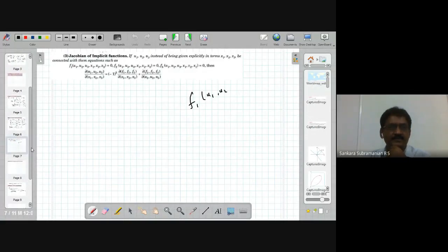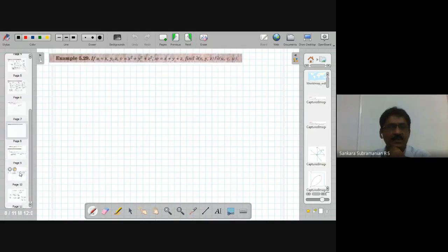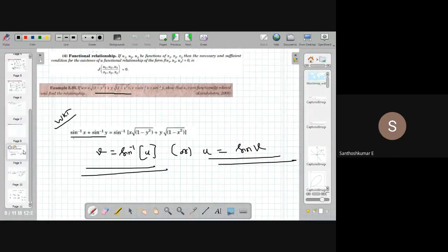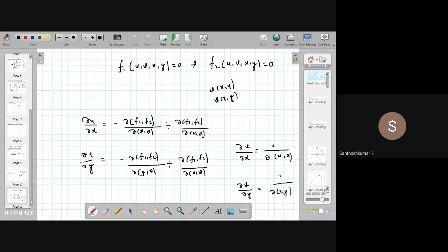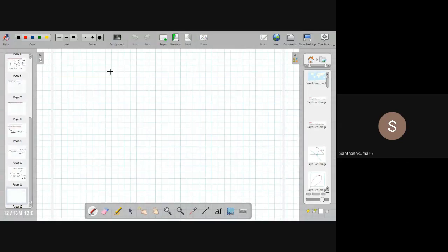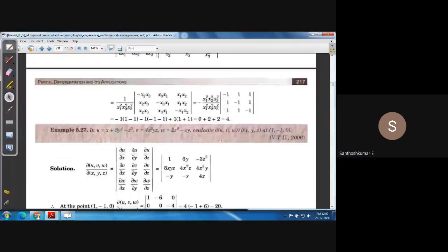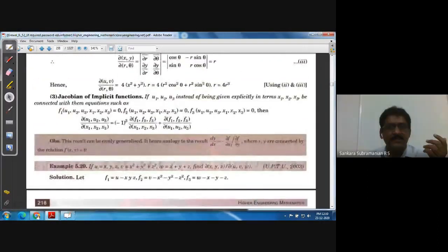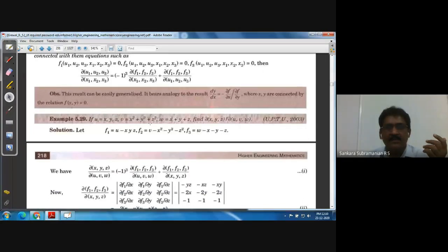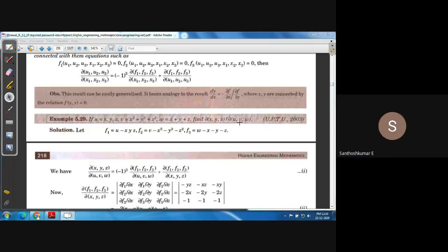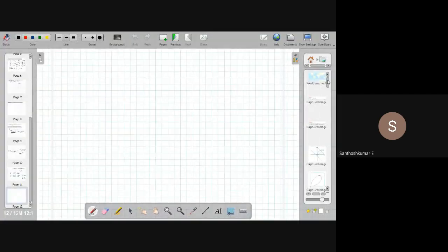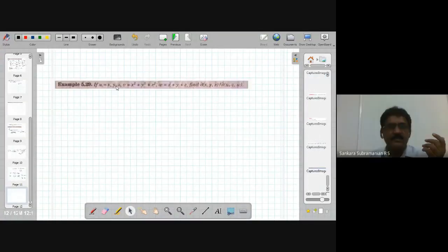Shall we do a problem with implicit functions? Yes sir. Okay. Please take down the problem for implicit functions. I couldn't find a problem here. Implicit function. Yes, I have. Please take down this problem.